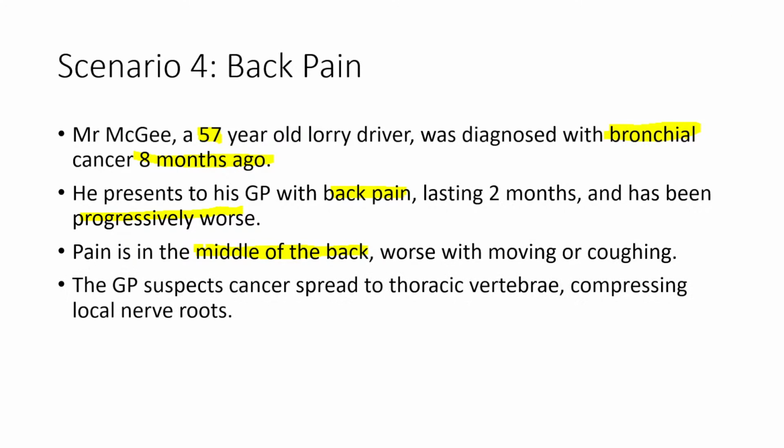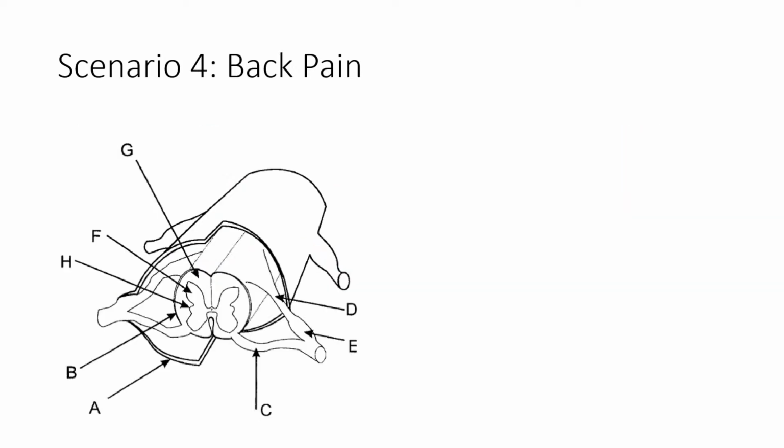So the GP rightly suspects cancer that has spread to thoracic vertebrae and is compressing the local nerve roots. So this is a stereotypical presentation of cord compression. That's different from cauda equina syndrome, where the problem is at the tail end of the lumbar spine. This can happen anywhere, commonly in the thoracic. So the first question that you would get for this is a diagram, and they'll ask you to label it.